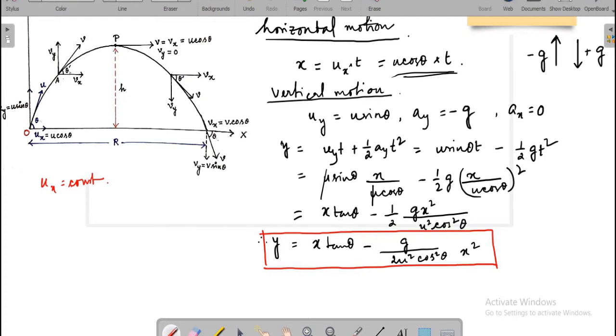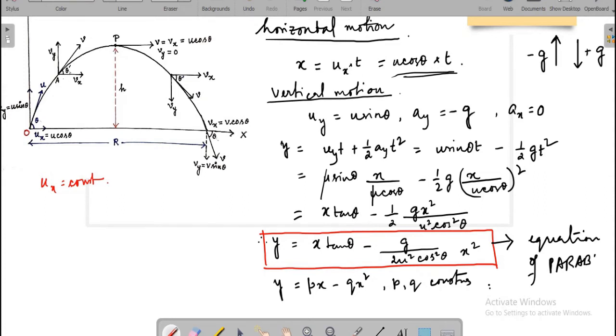Now you can see that this equation is of the form px minus qx square, where p and q are constants. And this is the equation of a parabola. Therefore, the trajectory of a projectile is a parabola. That is why I have drawn it like this. This is a parabolic path.